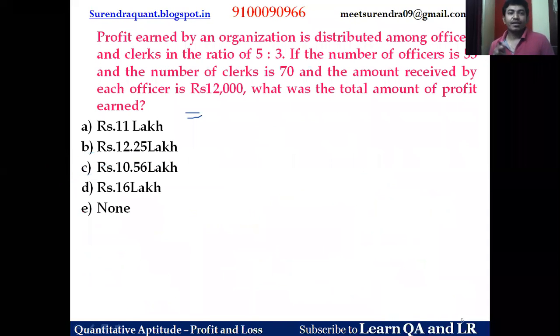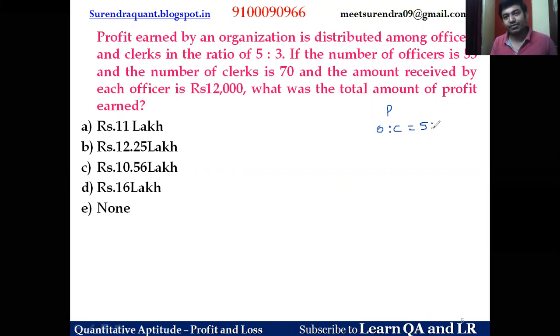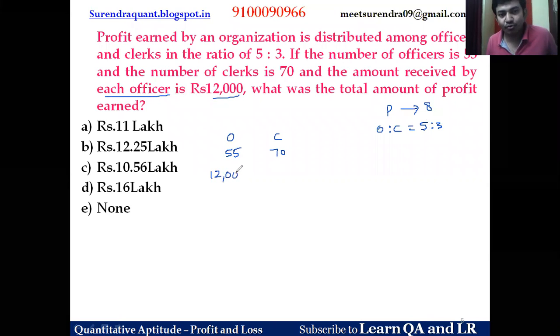Okay, profit earned by an organization is distributed among officers and clerks in the ratio of 5:3. So total how many parts profit? 5 plus 3, 8 parts profit is distributed among officers and clerks. If the number of officers is 55, and the number of clerks is 70, and the amount received by each officer is 12,000. So each officer receives 12,000 rupees.